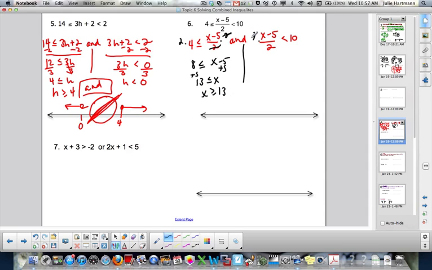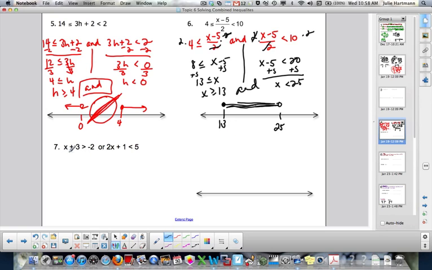And on this side, multiply by 2. So you have x minus 5 is less than 20. Add the 5. You get x is less than 25. This is an "and" statement, so I have x greater than or equal to 13 and less than 25, and "and" is just in the middle. So just that piece.